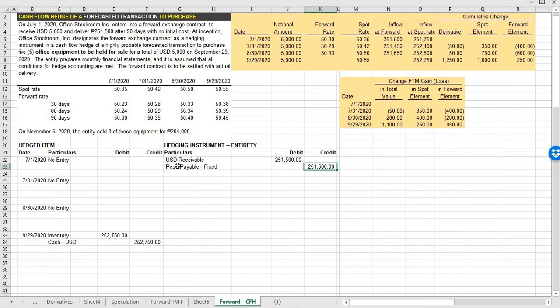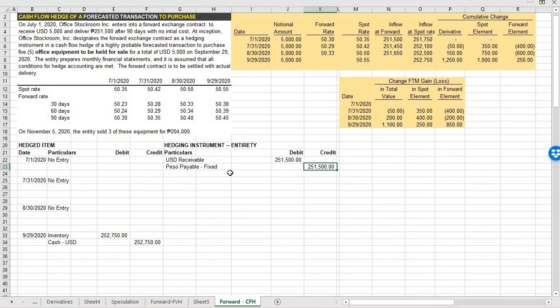Ang hindi fixed is yung Philippine peso value nung 5,000 US dollar that will be receivable on September 29, 2020. Kaya itong account title na to, yung USD receivable, ito yung subject to fluctuations. So ngayon, let us now proceed to the next date.